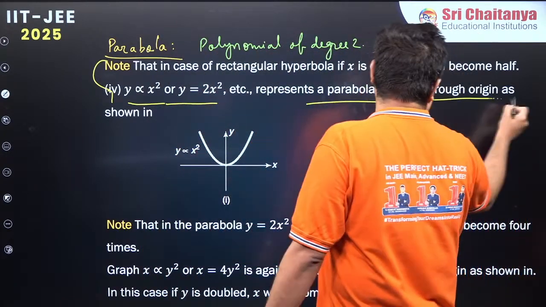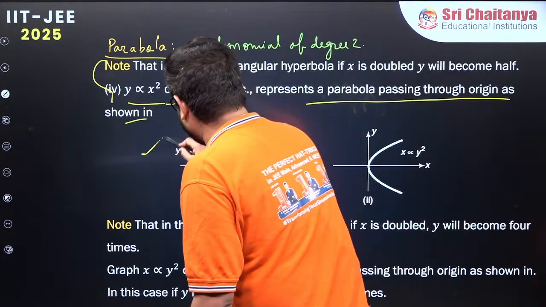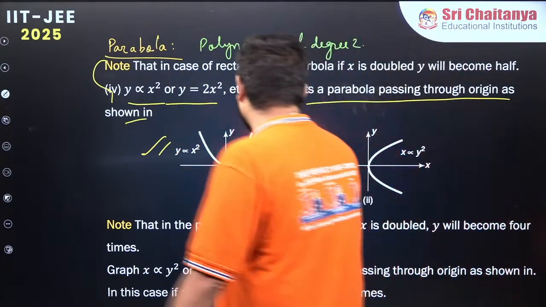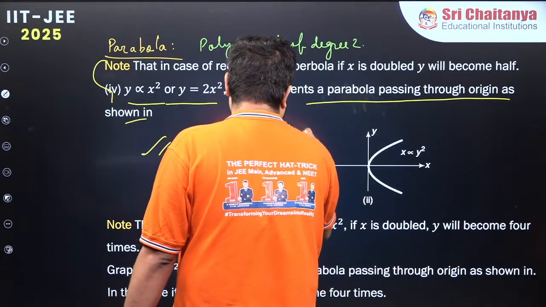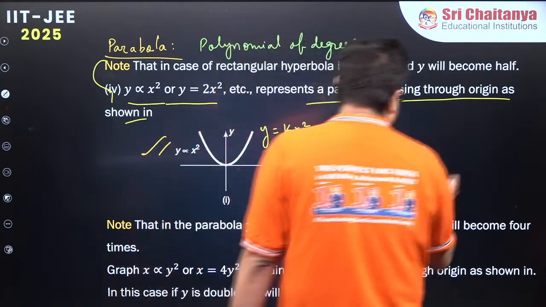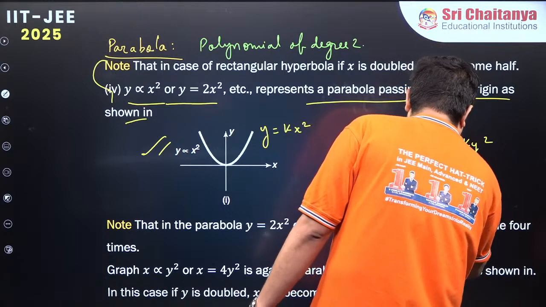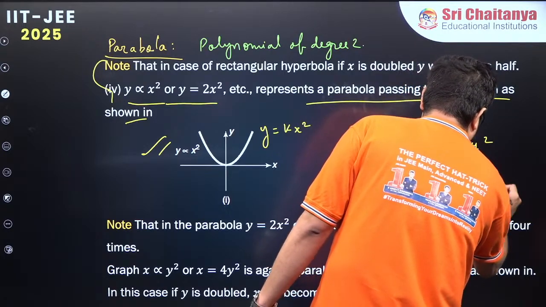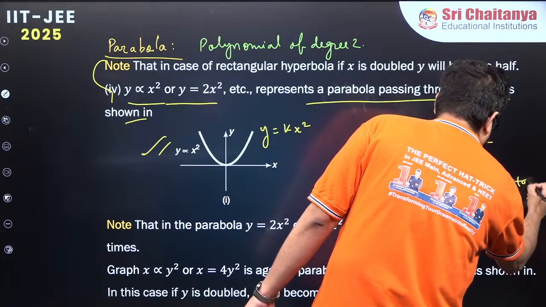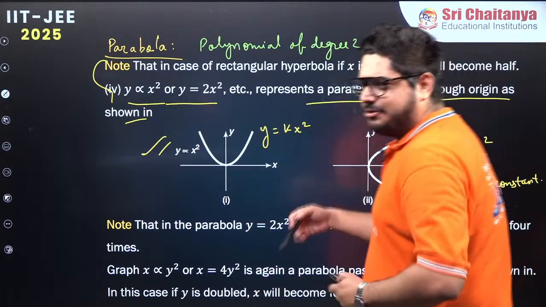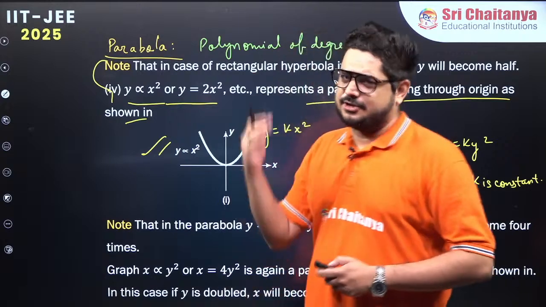Represents a parabola passing through the origin as shown. So we are going to be discussing parabolas passing through the origin. For this one, you can write down the equation as y is equal to kx square. Similarly for this one, you can write down x is equal to ky square, where k is some constant. Okay, so this is what I would like to say. That's what we are going to be discussing right now.